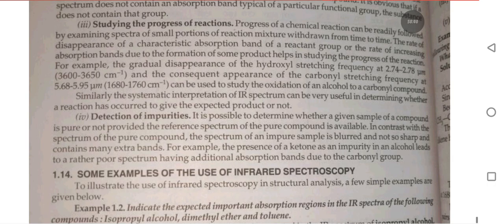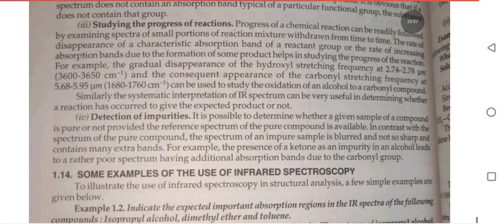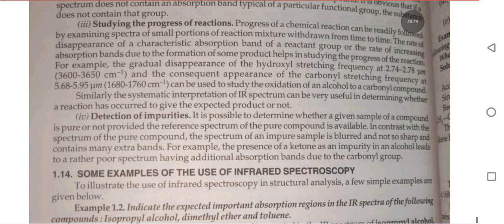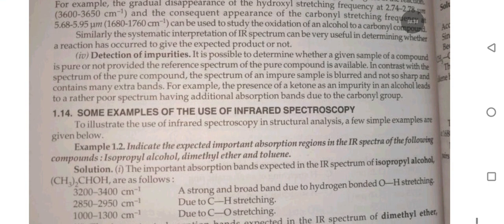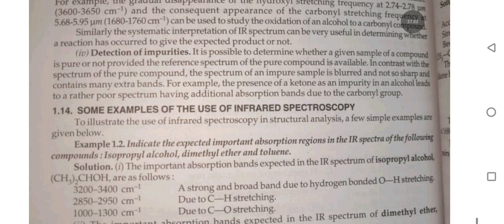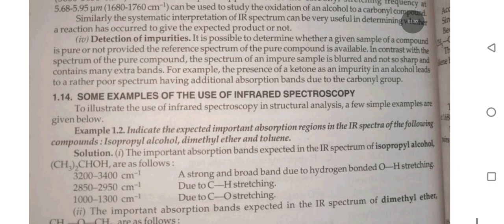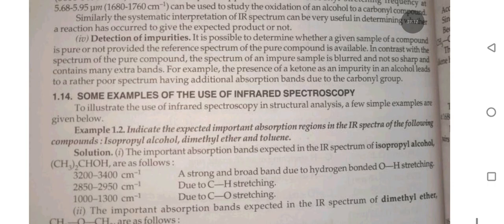Detection of impurities. It is possible to determine whether a given sample of a compound is pure or not, provided the reference spectrum of pure compound is available. In contrast with the spectrum of the pure compound, the spectrum of an impure sample is blurred and not so sharp and contains many extra bands. For example, the presence of a ketone as an impurity in an alcohol leads to a rather poor spectrum having additional absorption bands due to the carbonyl group.